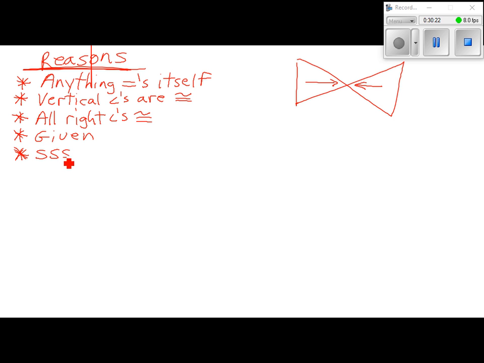Side, side, side, et cetera. I'm not going to write all the others. Angle, et cetera. Is angle one of them? We'll talk about it. Give me something else.